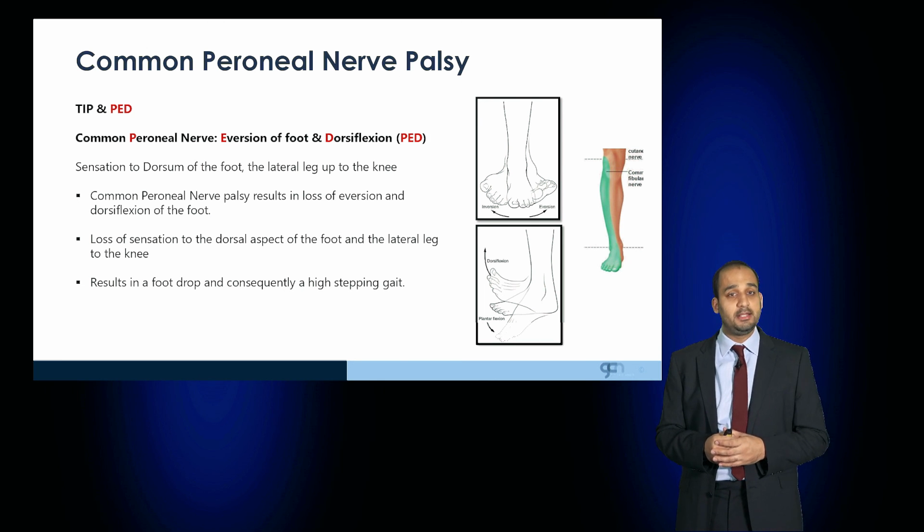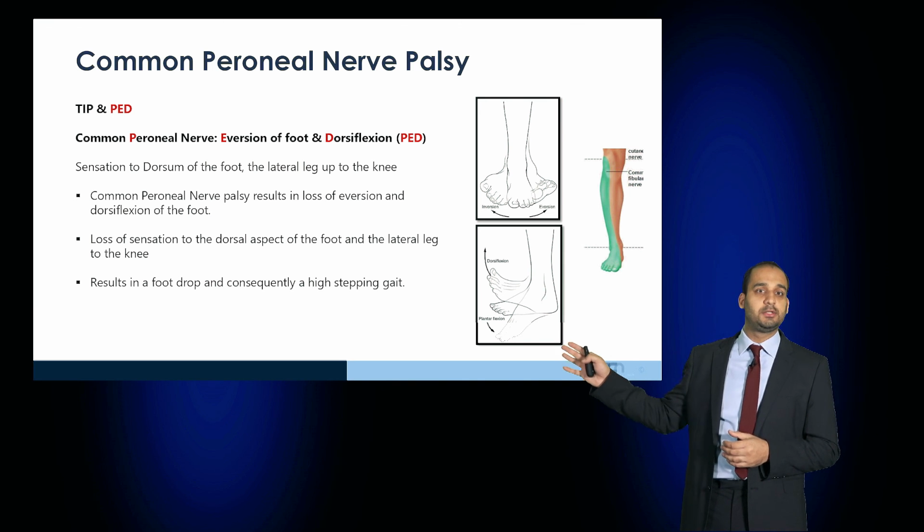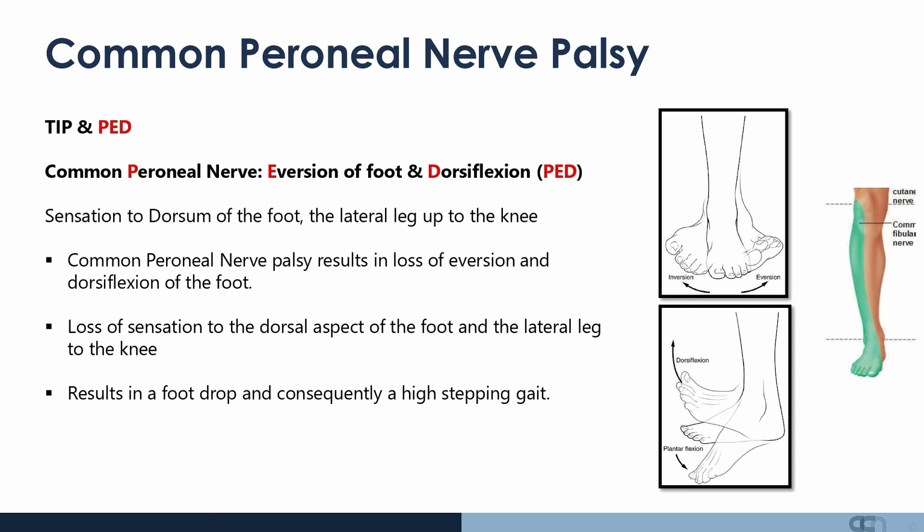The common peroneal nerve provides sensation to the dorsum of the foot, all the way up the lateral leg to the knee. Consequently, common peroneal nerve palsy results in loss of eversion and dorsiflexion of the foot, loss of sensation to the dorsal aspect of the foot and the lateral leg, and this would result in a foot drop. Consequently, patients with common peroneal nerve palsy have a high stepping gait.